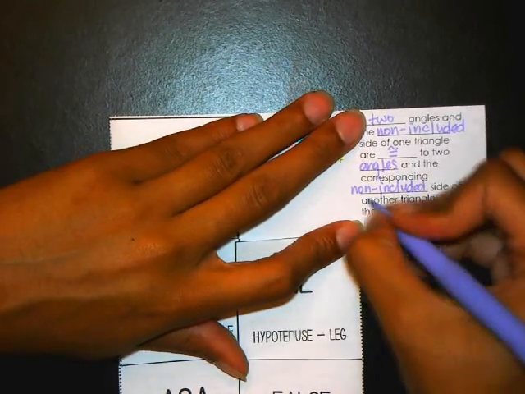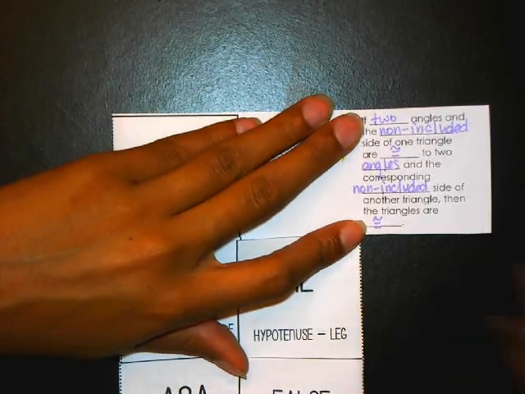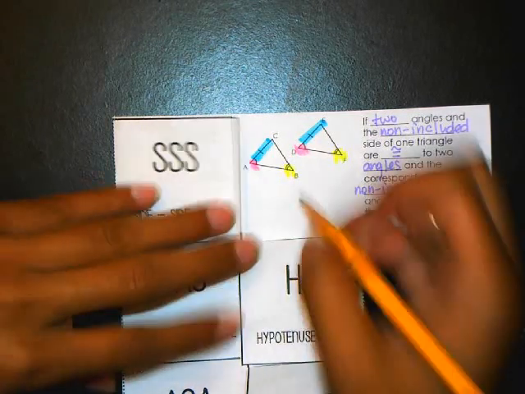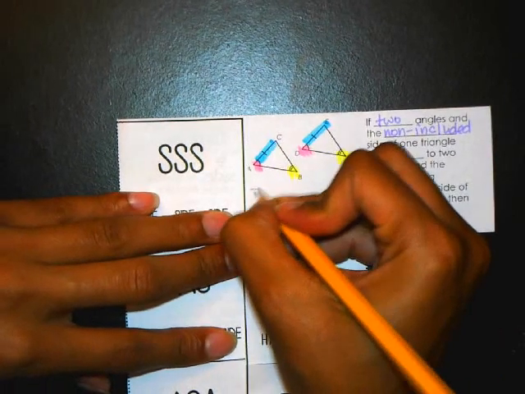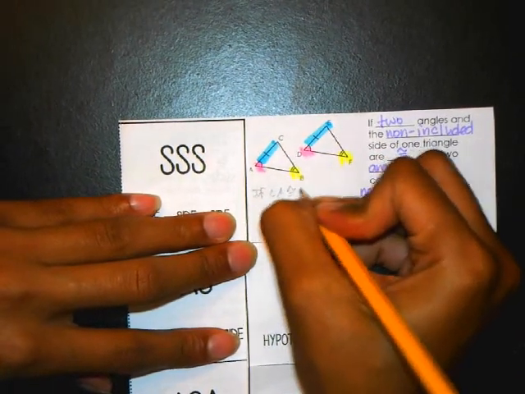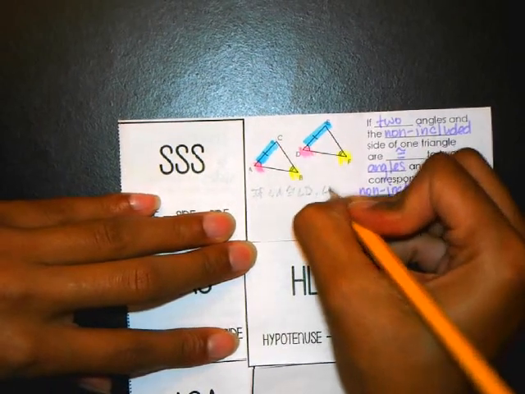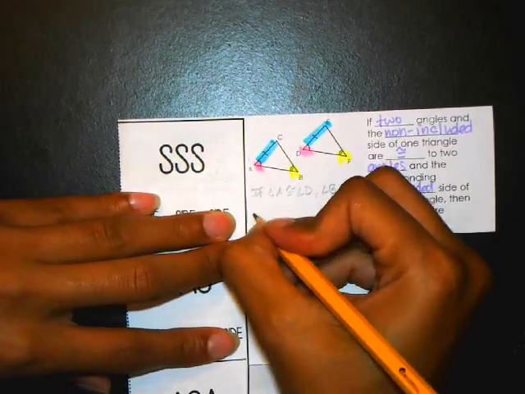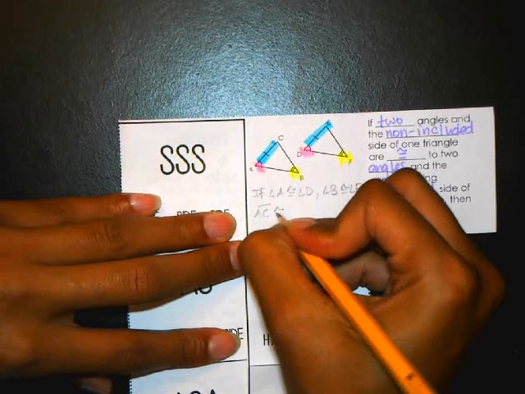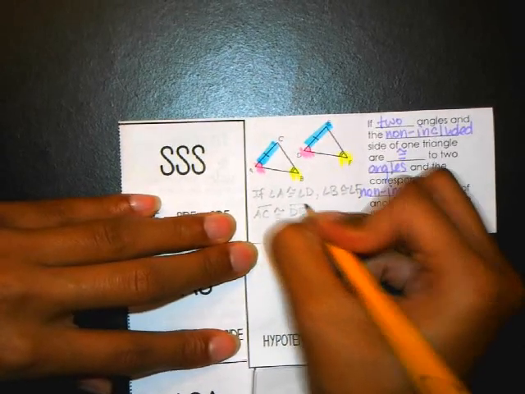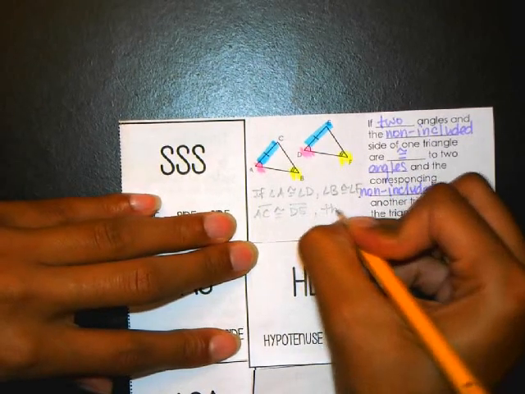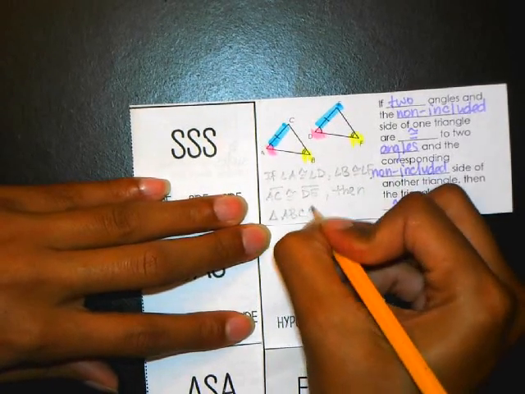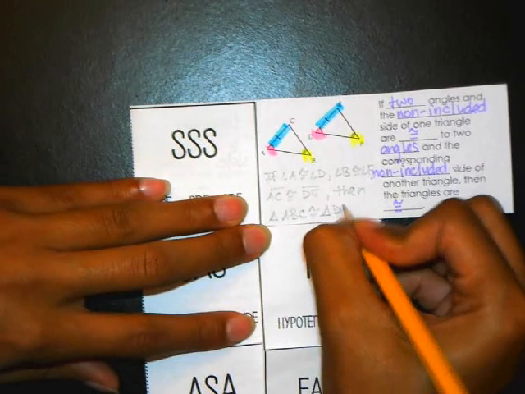Okay, so let's go ahead and write our statements. The first statement is if angle A is congruent to angle D and angle B is congruent to angle F and side AC is congruent to side DE, then triangle ABC is congruent to triangle DFE. Okay.